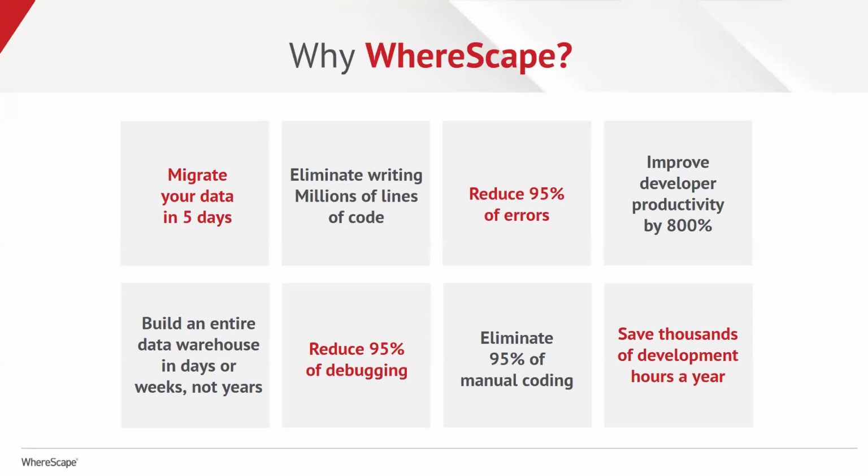Now, some of these may seem a bit far-fetched. If you look at things like improve developer productivity by 800%. I'm not sure who came up with that measurement, but they're not actually that far-fetched, having done this for a long time. When you're using an automation tool to generate the majority of the code for you, it allows your developers to focus on the code that really matters, such as the business rules.